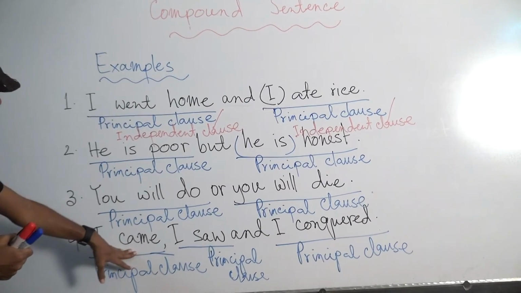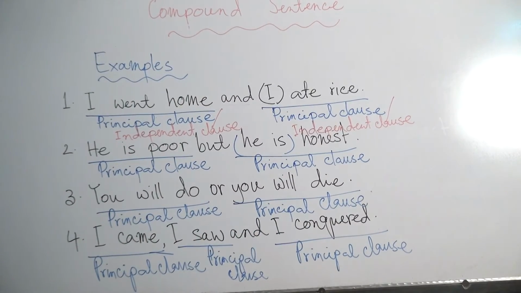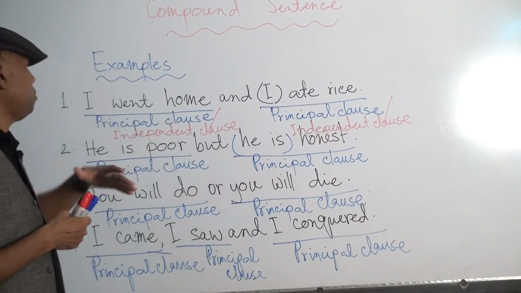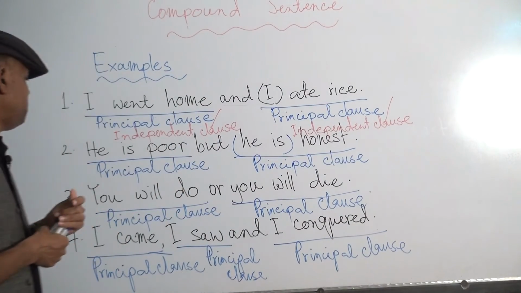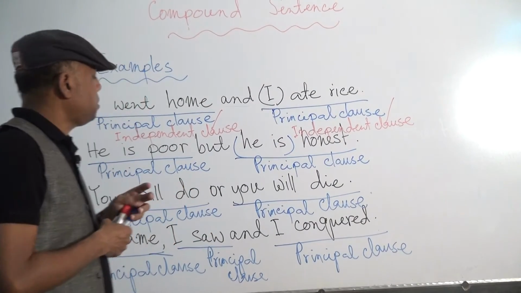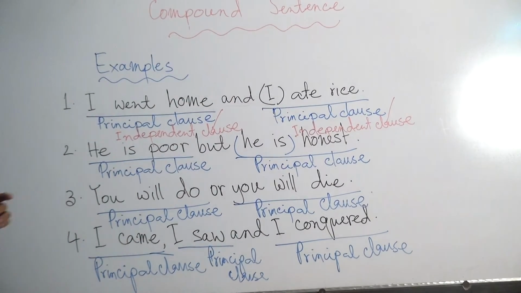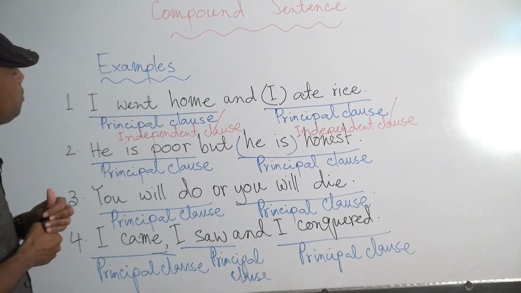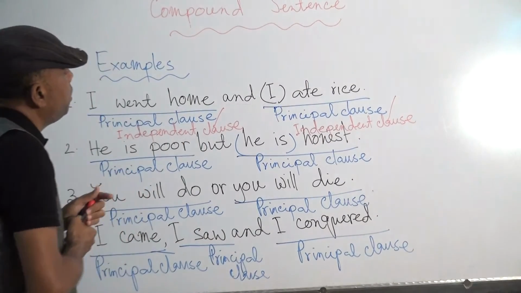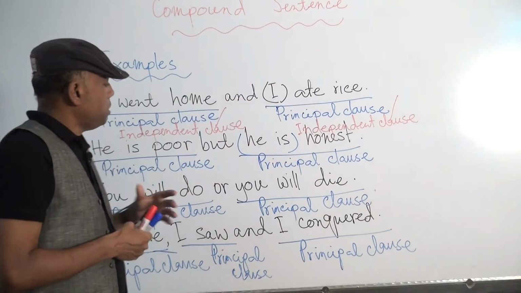Have a look on the example number 4. Here I came is a principal clause, I saw is a principal clause, I conquered is a principal clause. So, in the compound sentence basically we can find two principal clauses or two independent clauses connected with and, but, or, but sometimes we can find more than two principal clauses. And, but, or are called coordinating conjunctions, as they connect or coordinate two principal clauses.